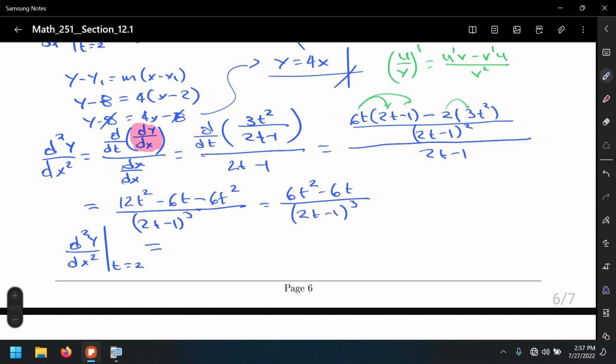And well, okay, let's find the value first. So that's 6 times 2 squared minus 6 times 2, over 2 times 2 minus 1 quantity cubed. Well, that's going to be 2 squared is 4, times 6 is 24, minus 12, that's 12. And 2 times 2 is 4, minus 1 is 3, 3 cubed is 27. Well, it doesn't matter what the value is. Well, let's actually simplify. That reduces to 4 over 9.